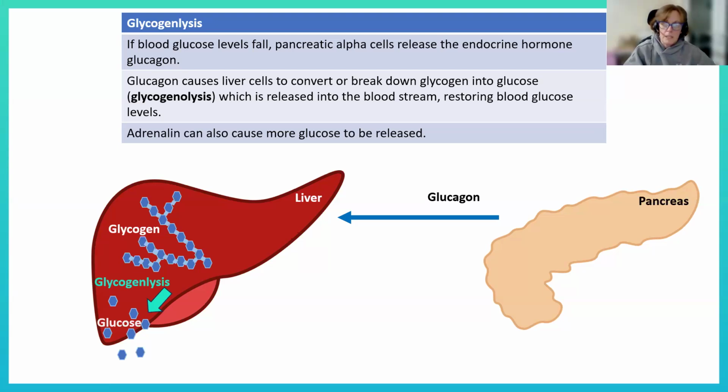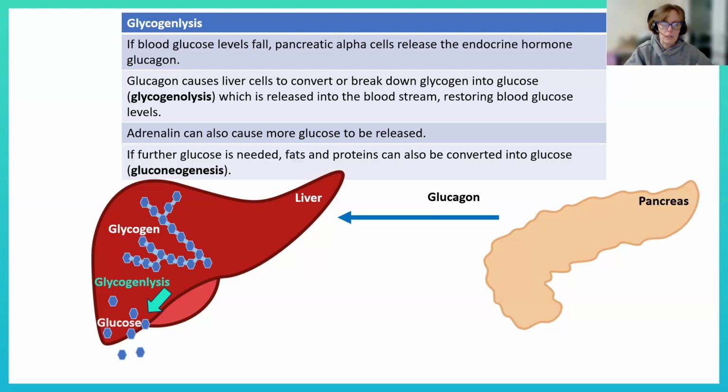Another thing that's important with this is adrenaline can cause more glucose to be released. So you can imagine you're in a fight or flight situation, you need to run, you're going to need more energy. Where are you going to get that glucose from? Well, you can get it out of storage. And that's one thing that adrenaline does. It will help you to release that glucose out of storage. The glycogen gets split back into glucose. In an emergency, if glucose is needed, fats and proteins can be converted into glucose as well, and that's called gluconeogenesis. So there's another process.